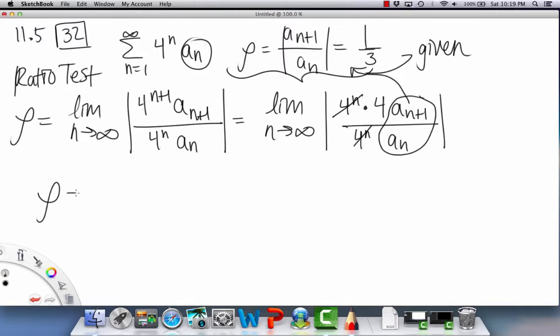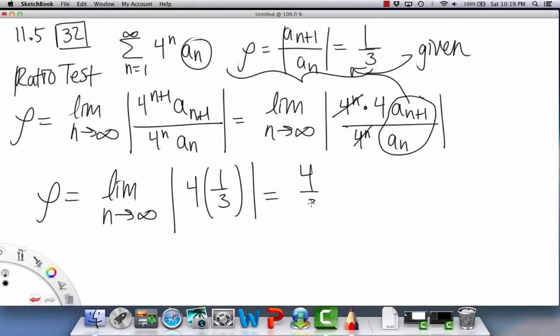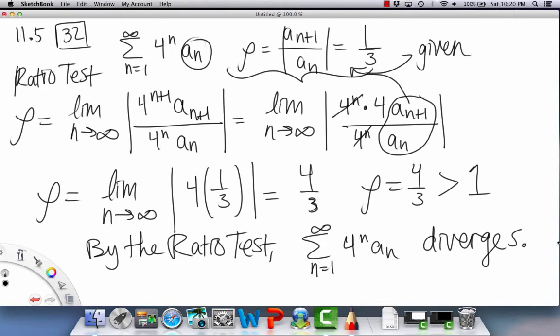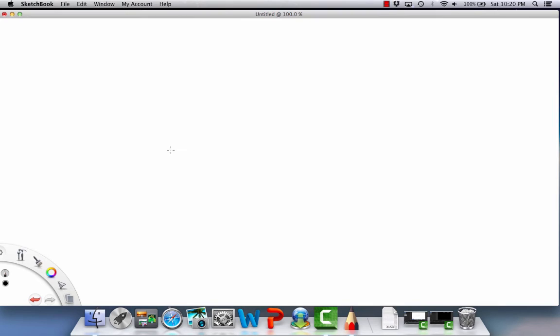Okay, so rho equals the limit as n goes to infinity of 4 times 1 over 3. And this is just 4 over 3. Simple, pretty plain and simple. So rho equals 4 over 3, which is greater than 1. So by the ratio test, we can conclude that the following series, 4 to the n times a sub n, diverges. Okay, and that pretty much does it for this video. Good luck on the rest of them, and I hope that helped.